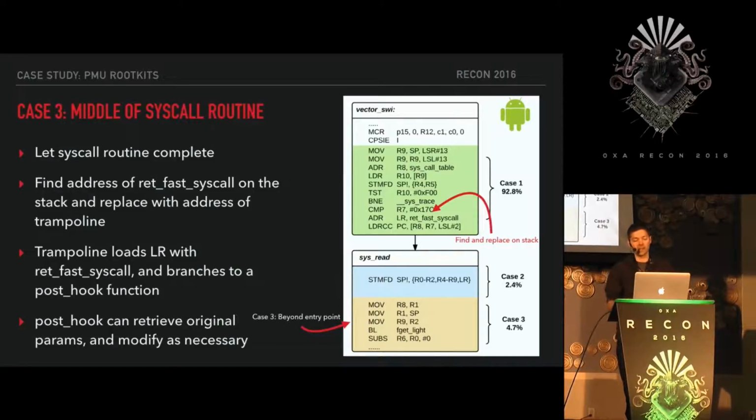Our trampoline address can fix up the link register and then branch to what I call a post-hook function. Our post-hook function can then query the saved user mode registers in order to get the original parameters passed into the syscall routine. And then we can copy buffers back to the kernel and modify them as necessary.